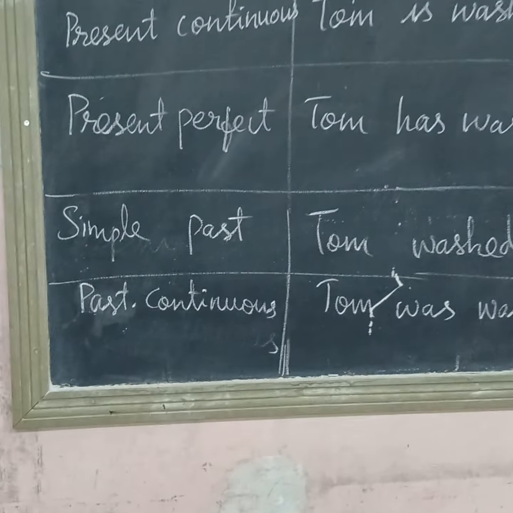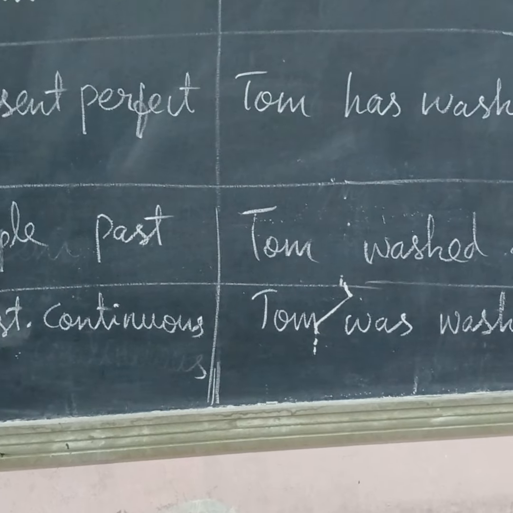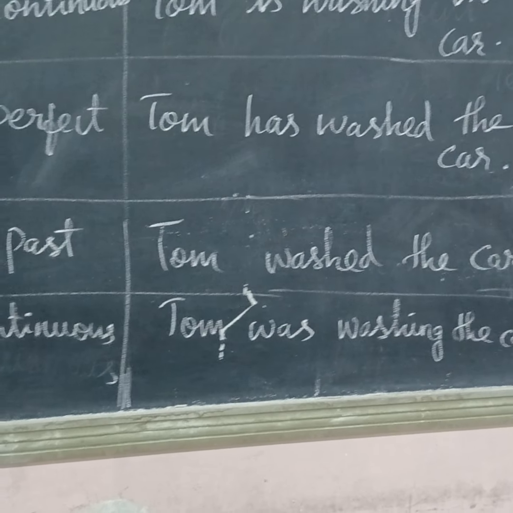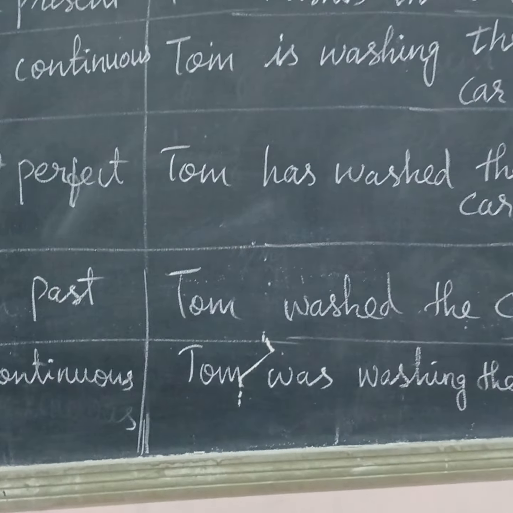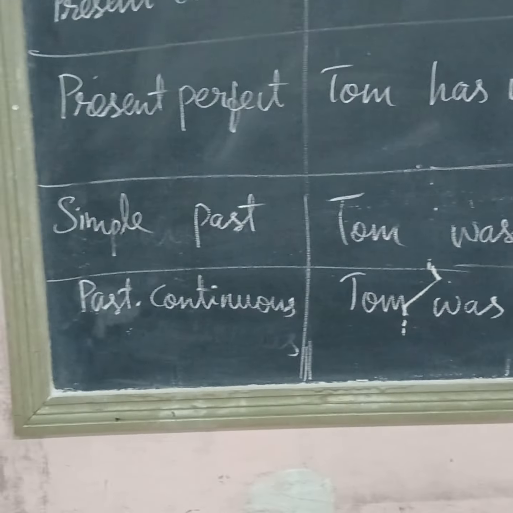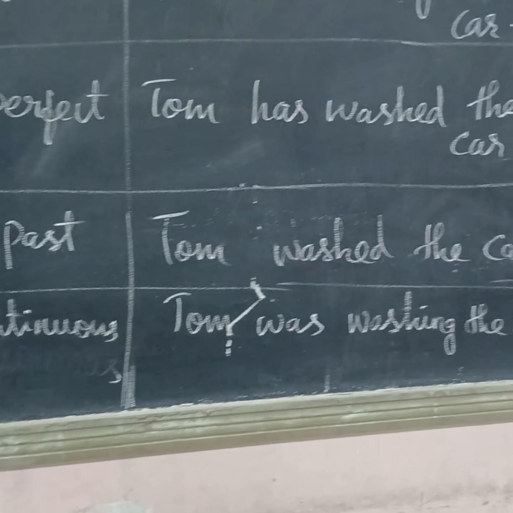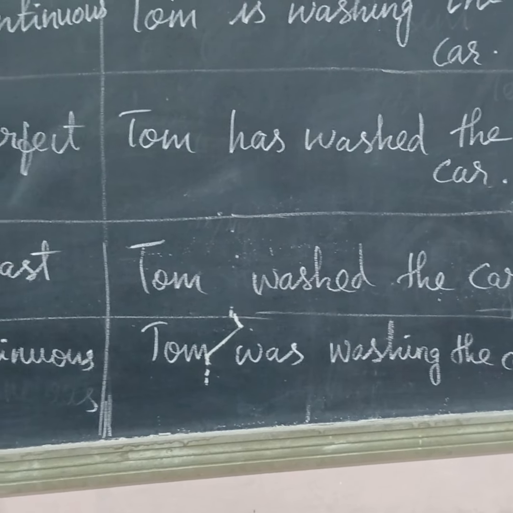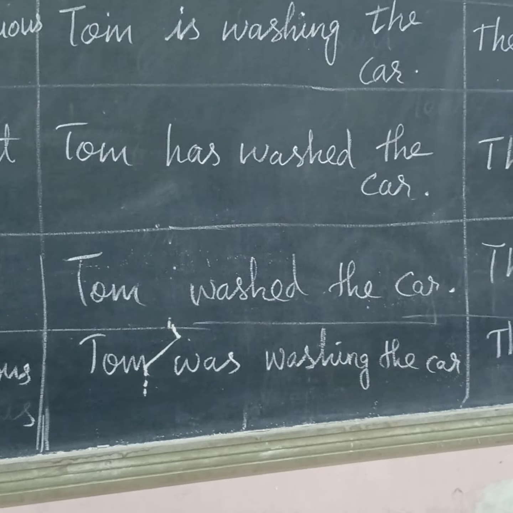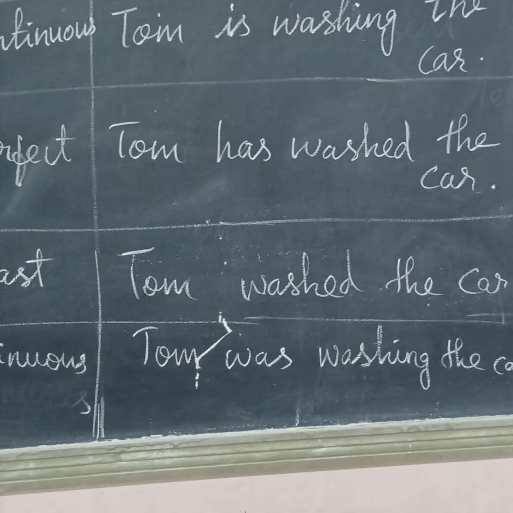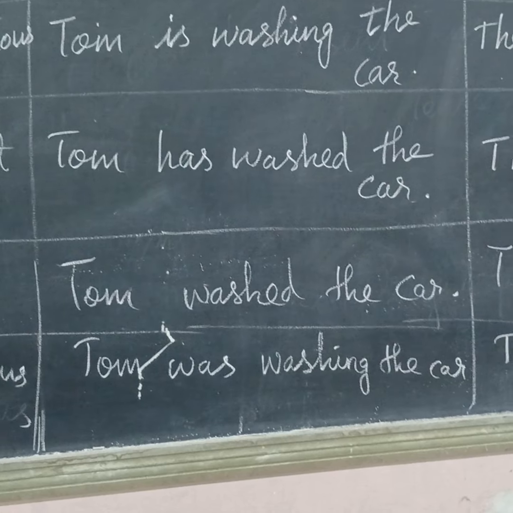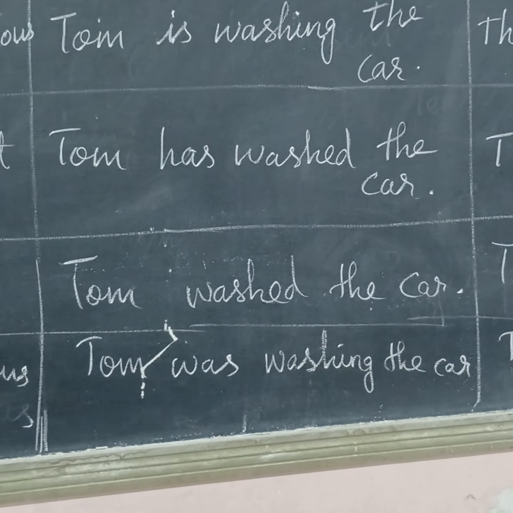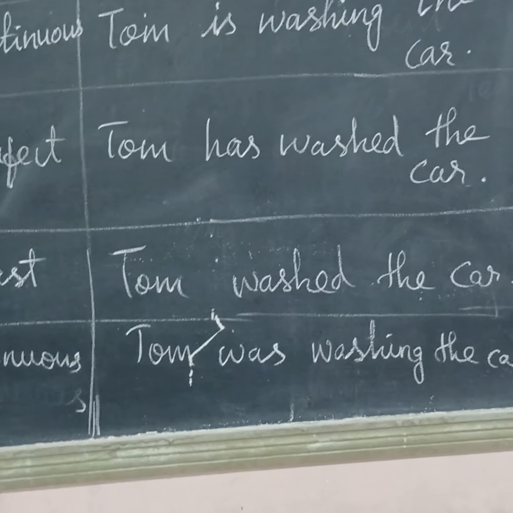Then at last, past continuous. Continuous means ing. Already I told you, continuous, ing. So here how will you identify this is past continuous tense? Here was is an auxiliary verb of the past tense. So Tom was washing the car. In this sentence, we have ing and was, the auxiliary verb of the past tense. So this is past continuous tense.